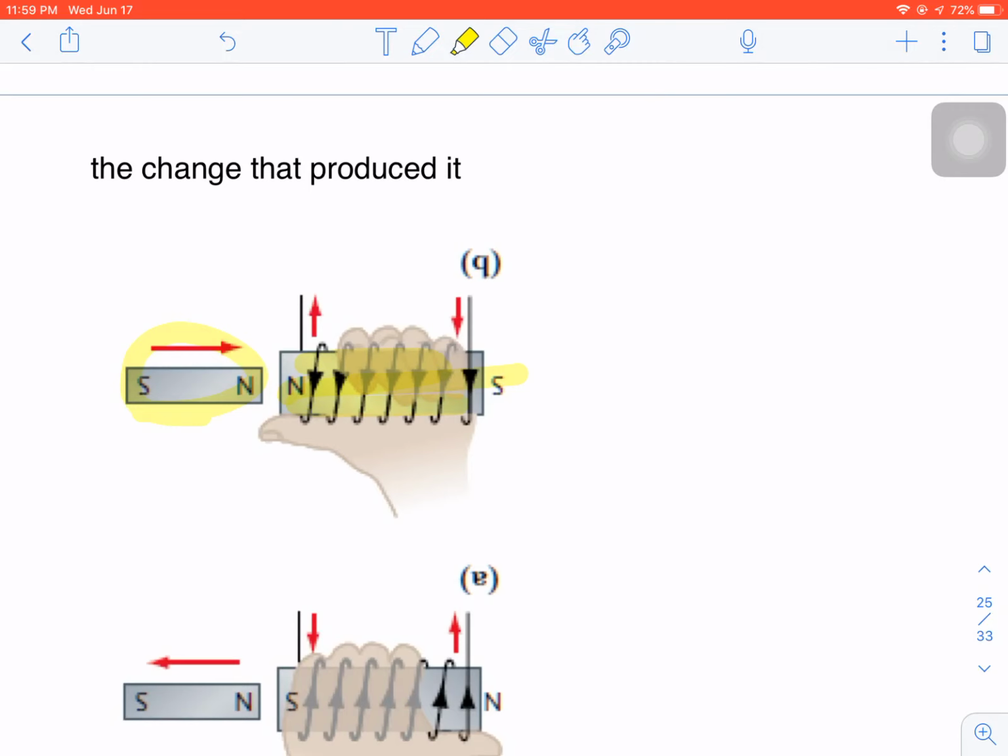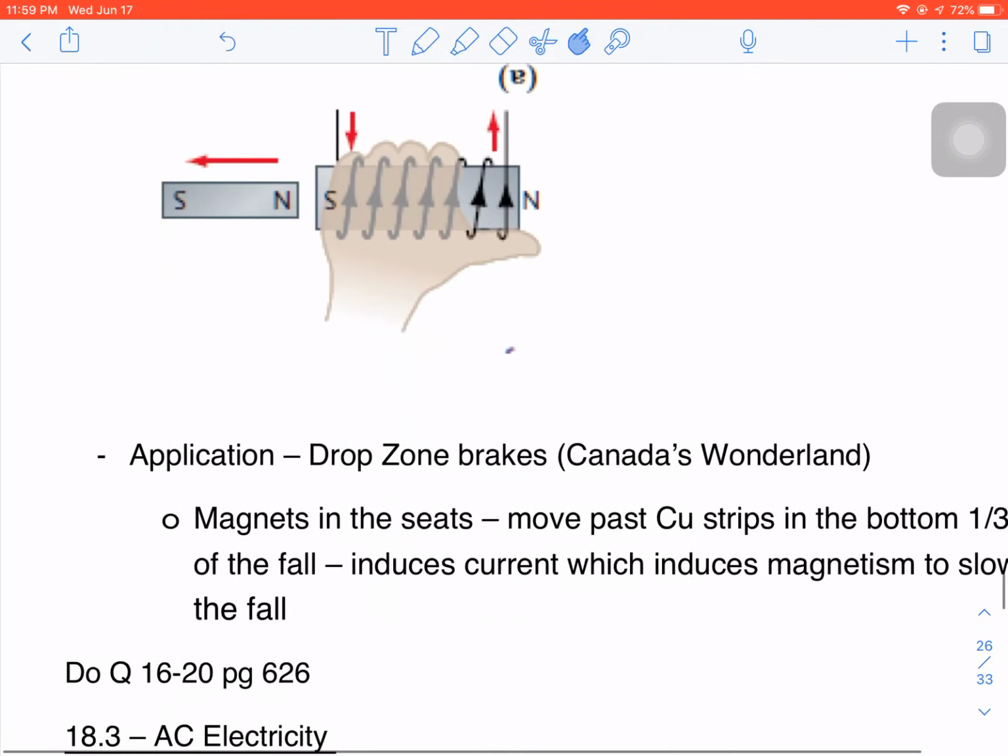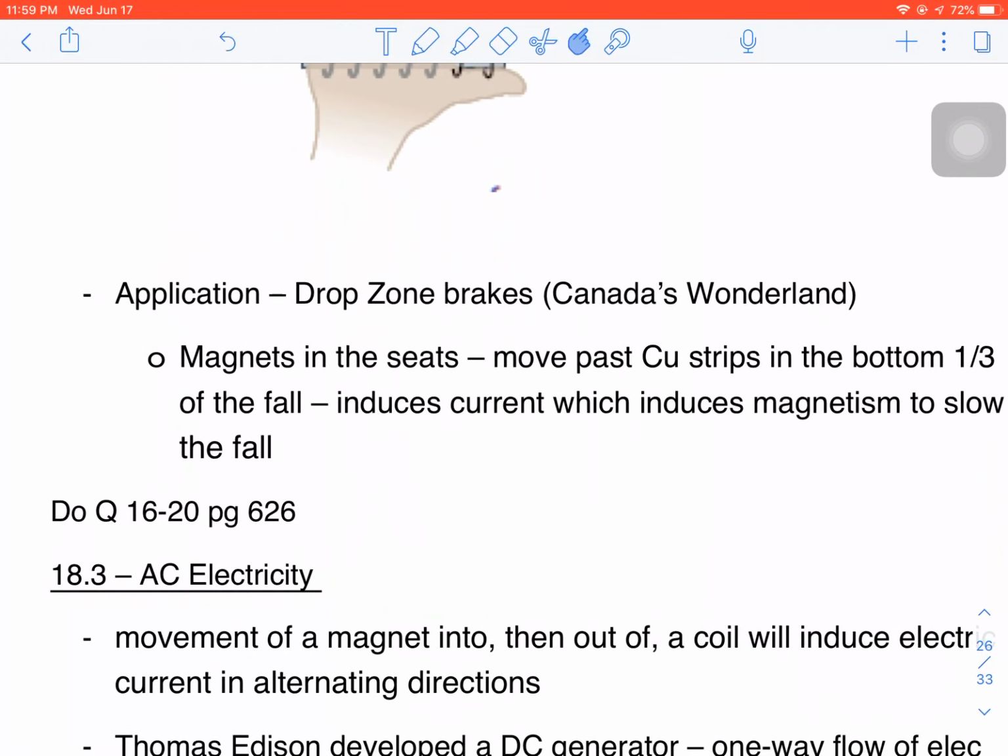Again, this should be ringing a bell in terms of AC, alternating current electricity. Pushing the magnet in, pulling the magnet out, pushing the magnet in, pulling the magnet out, and the electrons change direction, back and forth, back and forth. Now, again, lots and lots of applications.